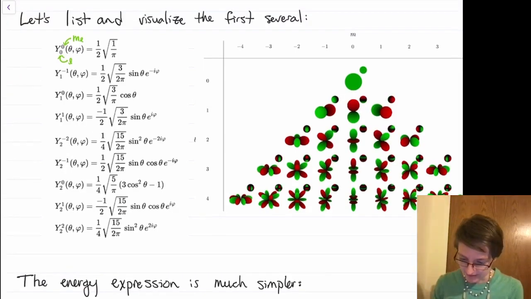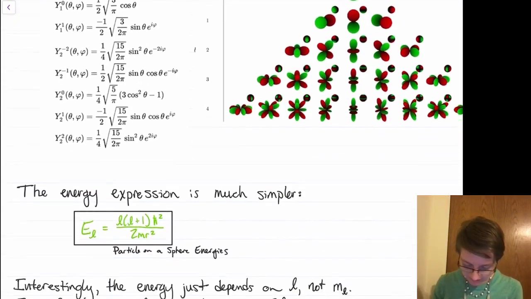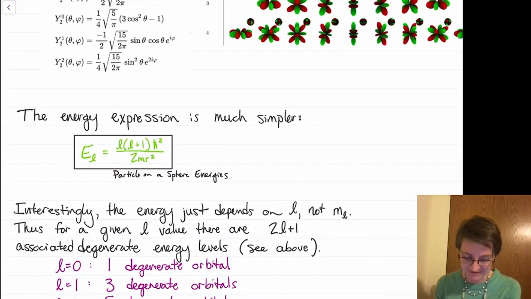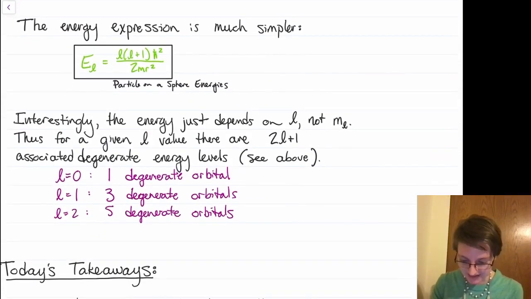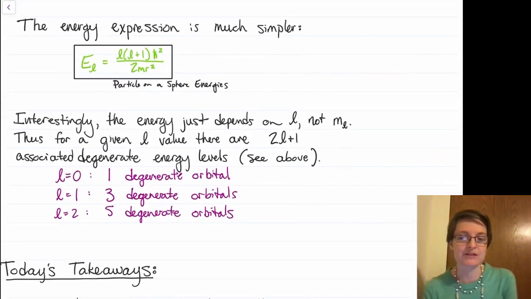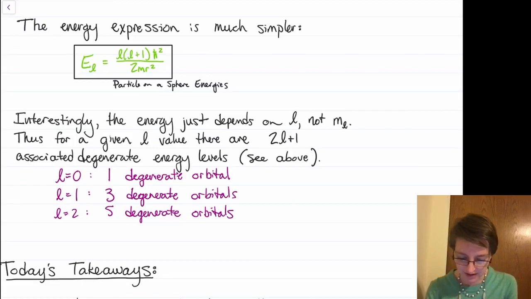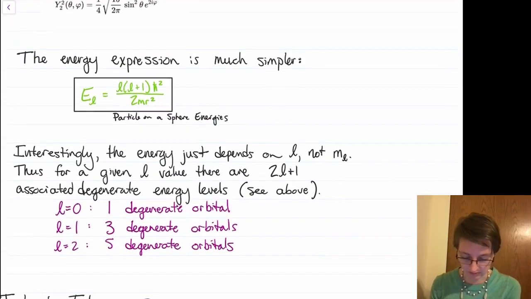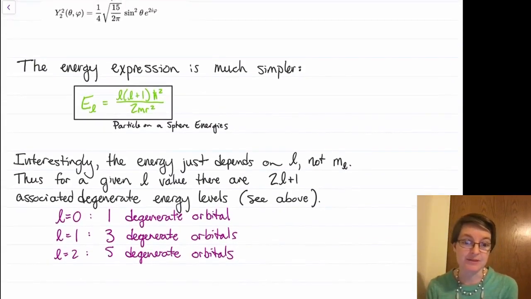Now, something that may be surprising is that even though these wave functions look so complicated, the energy expression is not. The energy for the particle on a sphere is given by the simple expression: energy is equal to L times L plus 1 times h bar squared over 2mr squared. Once again, because this m doesn't have a subscript associated with it, that refers to the mass of the particle, not to the m sub L quantum number. And what's really interesting is that this energy expression just depends on L, not on m sub L.